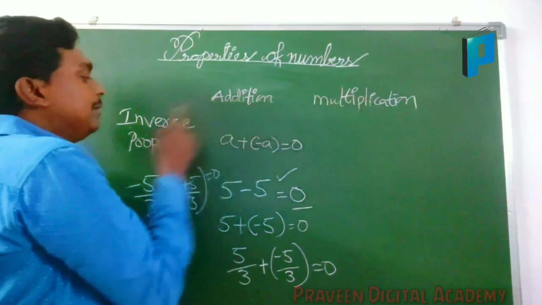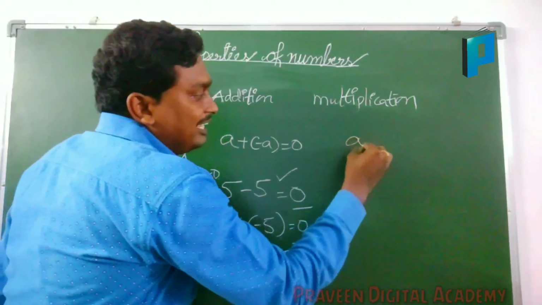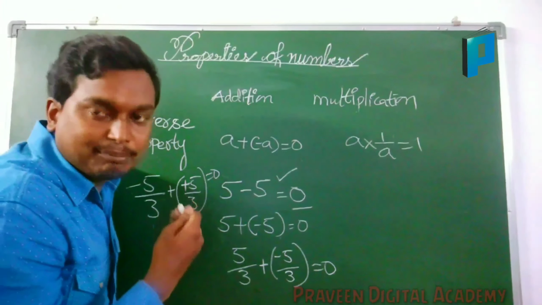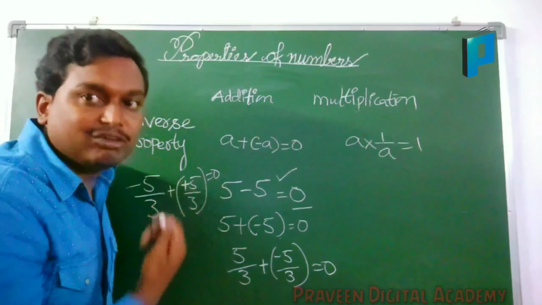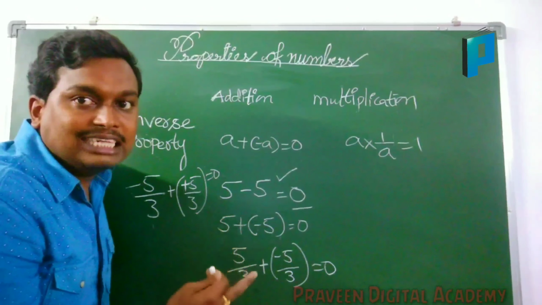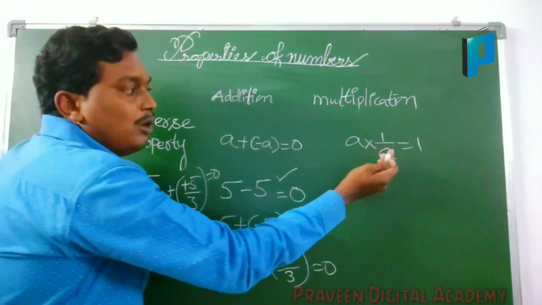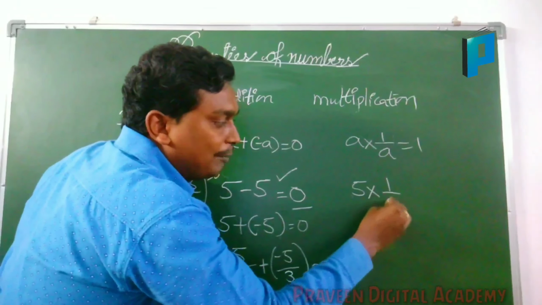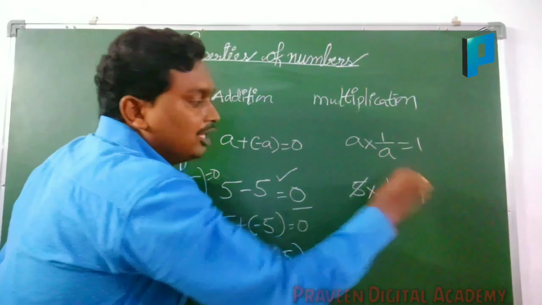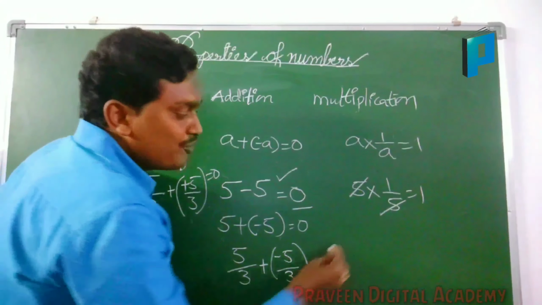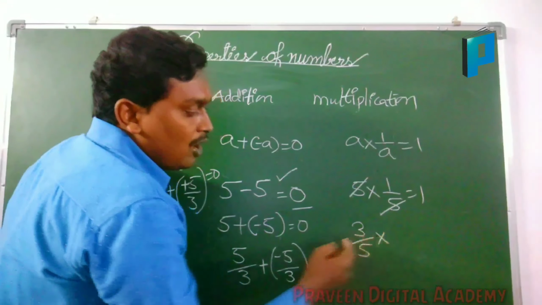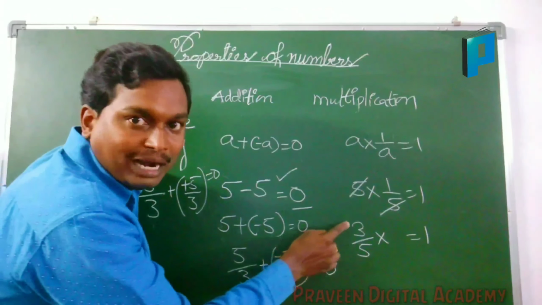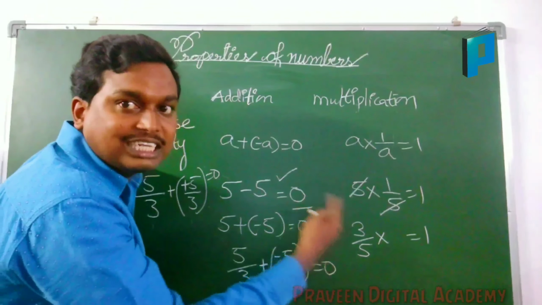Now, let us go for multiplicative inverse. A into 1 by a is equal to 1. Here, for some number, the number we multiply with to get the answer 1 is 1 by a. If you have 5, I will multiply this 5 by 1 by 5 to get the solution as 1. If you have 3 by 5, to get 1, you have to multiply 3 by 5 with its reciprocal.